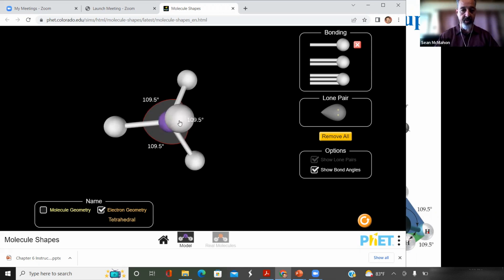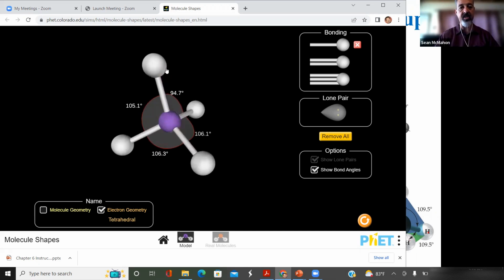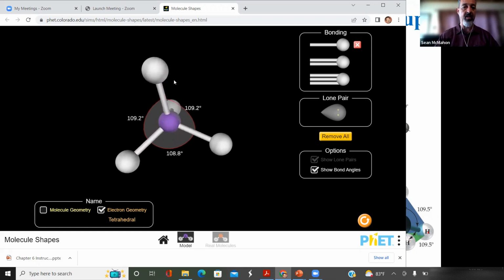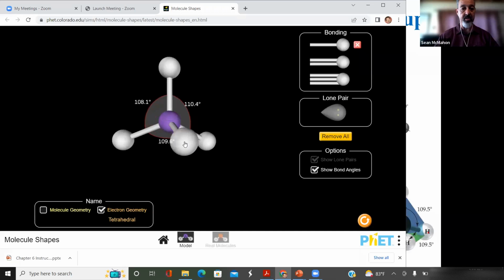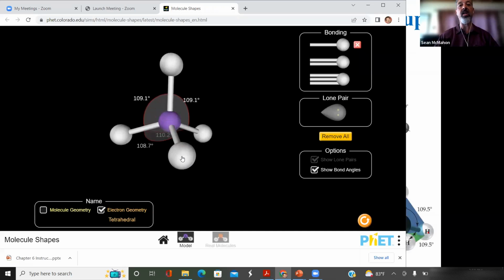We see 109.5. And man, this is such a good simulation right here. I can twirl this around and I can actually really see that tetrahedron. So this is a really nice tool for you guys, and I hope it helps you out.